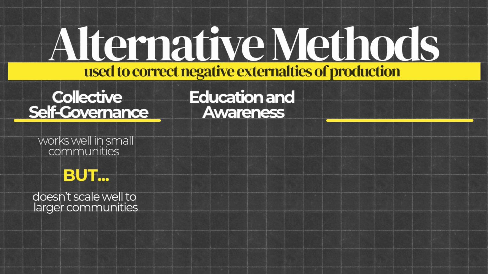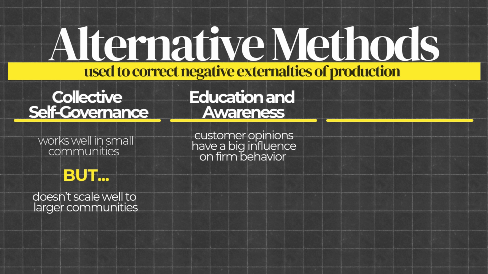Education is another long-term tool. Governments and NGOs can raise awareness about the environmental costs of production, helping consumers and producers make more responsible choices. This doesn't directly change market prices, but it shifts behavior gradually, encouraging sustainable production and consumption patterns. The advantage here is that firms care a lot about what their customers think, and their opinions can have a big influence on how the firm conducts their business.